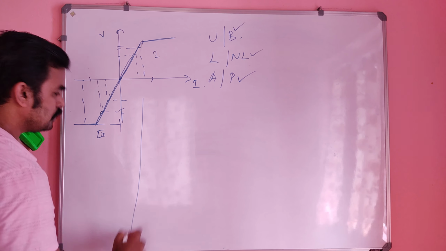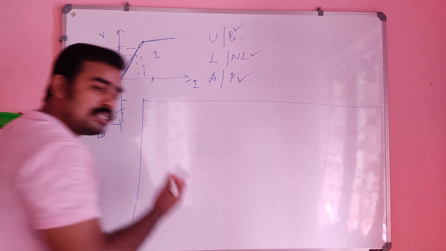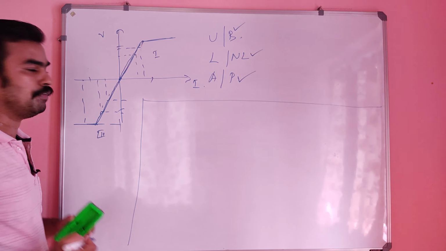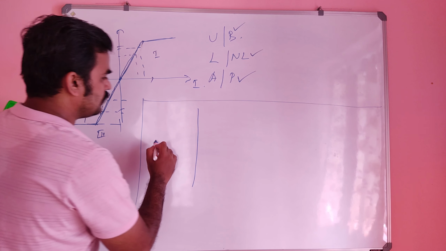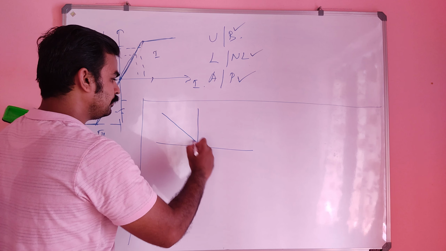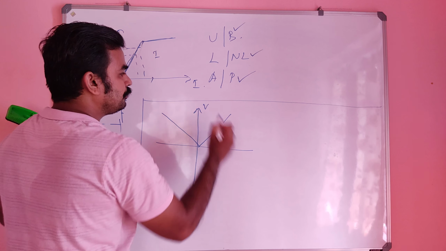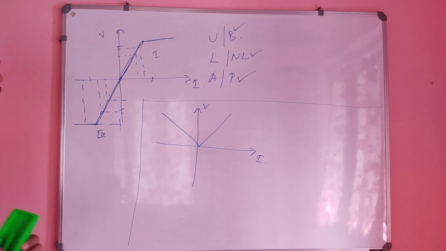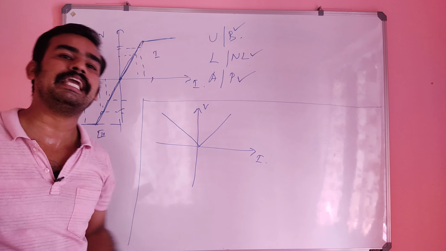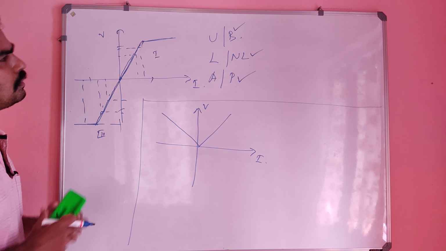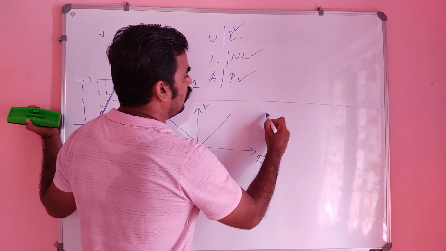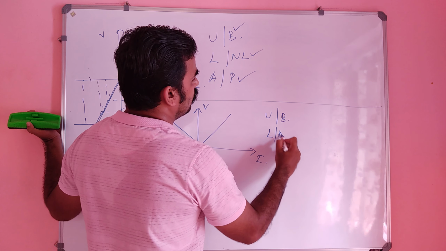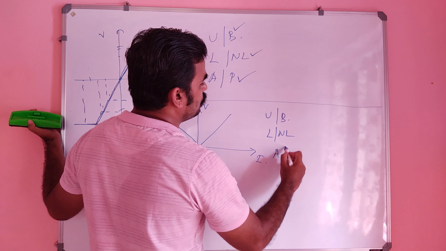Clear? And let's see another example also, because in examination many cases may be given. We have to clearly identify. Another example, you can see. This is the graph of a certain element, say element Y or element Z. Then we have to again check for unilateral or bilateral, linear or non-linear, and again active or passive.